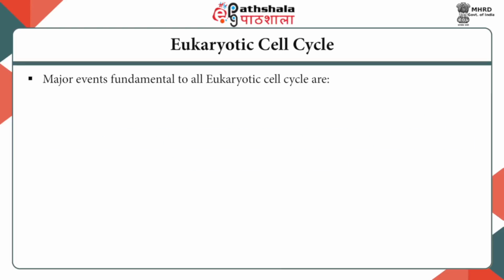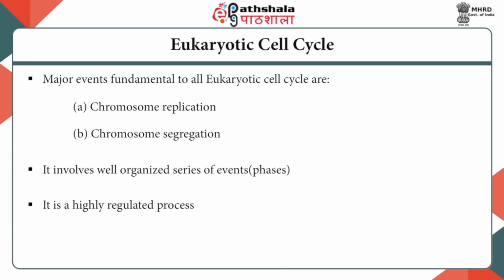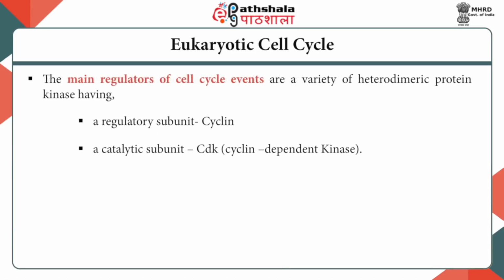Major fundamental events common to all eukaryotic cell cycles are chromosome replication, when DNA replicates, and chromosome segregation, which involves equal segregation of parental DNA. A variety of heterodimeric protein kinases are involved in the cell cycle. They are the main regulators of the cell cycle. These heterodimeric protein kinases have, number one, cyclin, and number two, CDK. Cyclin is basically the regulatory subunit, and CDK, in full form cyclin dependent kinase, is the catalytic subunit.